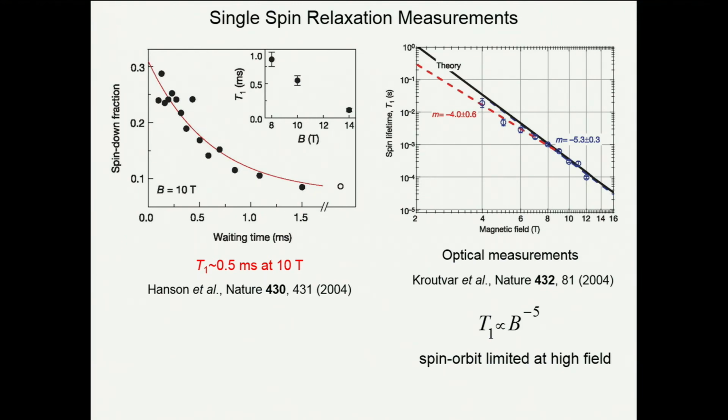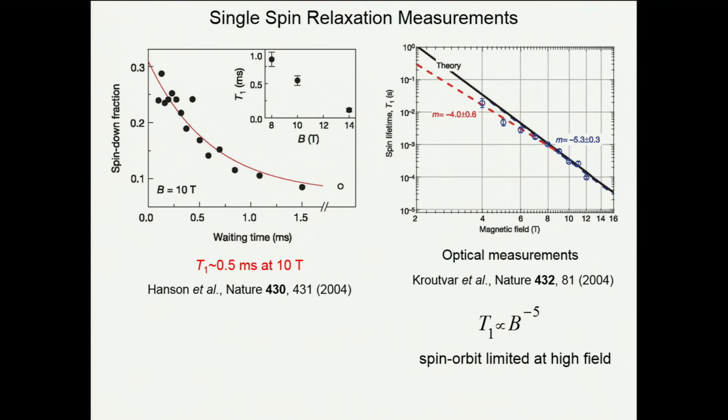And then there were later follow-up experiments. This is a paper by Jonathan Finley's group in Germany, where they used an optical technique to measure the spin lifetime as a function of magnetic field. This is pretty clear data. Over a factor of 8 here in magnetic field, they found that the spin relaxation rate of a single electron scaled like B to the 5th. Okay? So there's very strong magnetic field dependence of the spin lifetime.